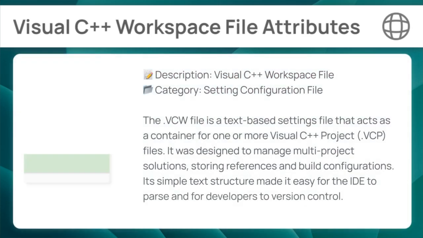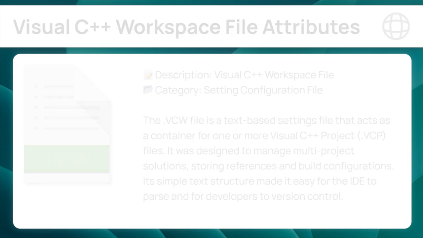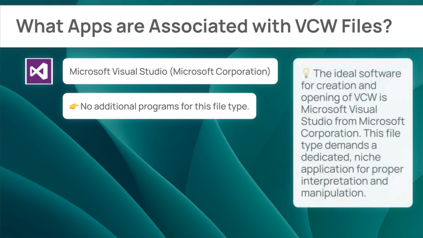The VCW file is a text-based settings file that acts as a container for one or more Visual C++ project VCP files. It was designed to manage multi-project solutions, storing references and build configurations. Its simple text structure made it easy for the IDE to parse and for developers to version control. The VCW format is inextricably linked to the application Microsoft Visual Studio from Microsoft Corporation. This file type demands a dedicated, niche application for proper interpretation and manipulation.